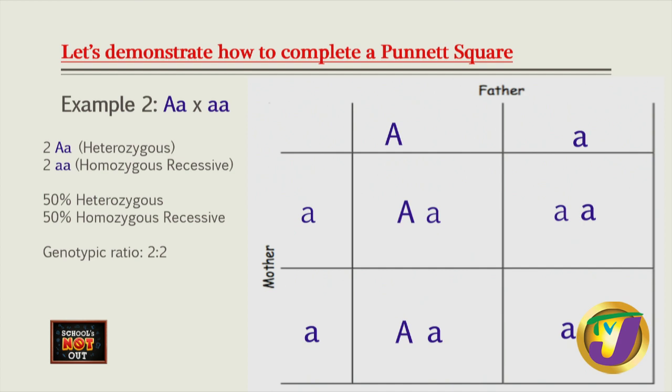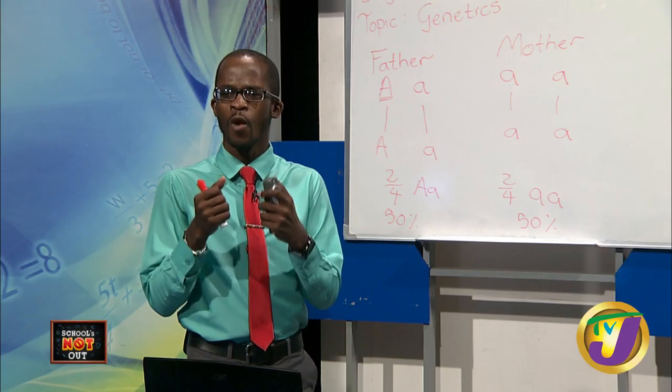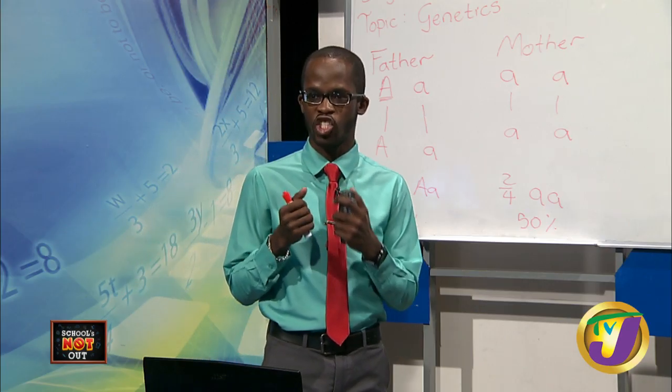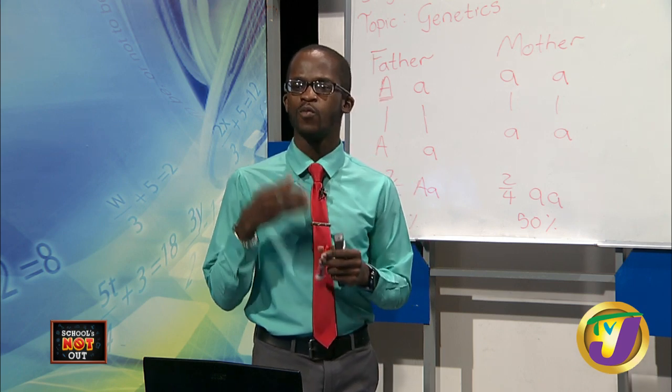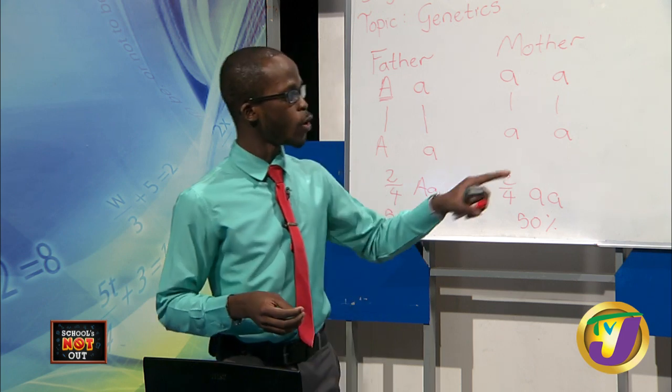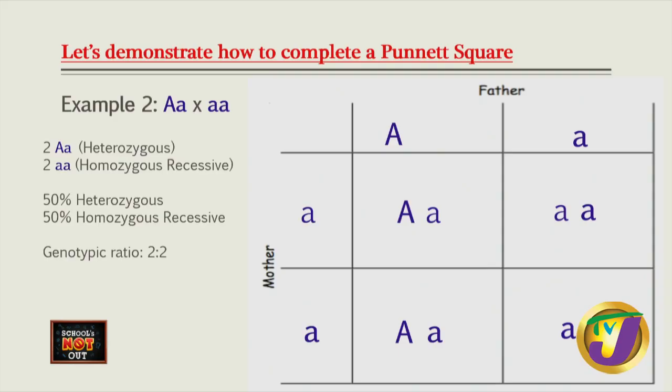Now, the genotype ratio would be 2 to 2 because we're seeing 2 possible combinations, 2 of one, 2 of the next. And for the phenotype, which is what we see, the genotype is the core of that child's genetic makeup, but the phenotype is what they would look like. We would have the possibility of 50% being normal skin complexion, and 50% being albinism.